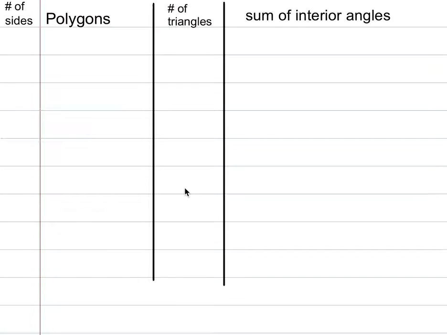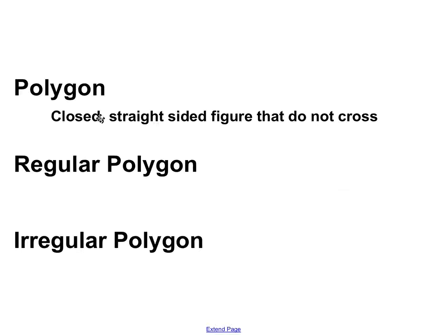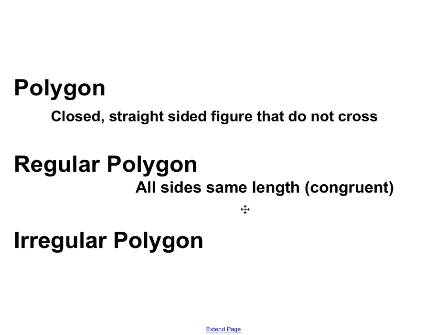First of all, I want you to turn to the next page. Skip a couple lines down and let's get exactly what a polygon is first. A polygon is a closed, straight-sided figure that does not cross. In a regular polygon, all the sides are the same length, or all the sides are congruent. In an irregular polygon, they would have all different looking sides.